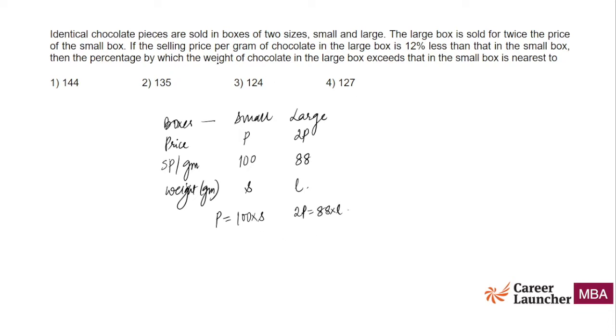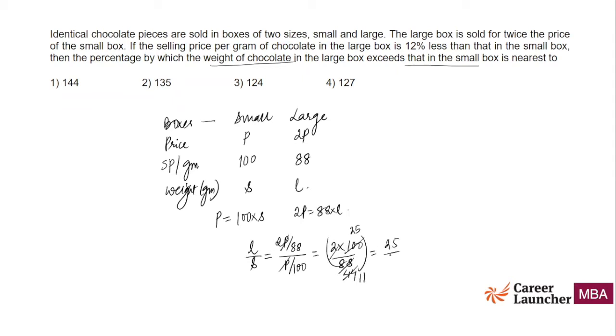Now we have to figure out the weight of the chocolate in the large box as compared to the small box. In other words, we have to figure out L upon S. L from here is going to be 2P upon 88, while the value of S is going to be P upon 100. This will take care of the P, and then we will have 2 into 100 upon 88, which simplifies as 200 upon 88, which is 44, and then this becomes 25 into 4, this becomes 11 into 4.